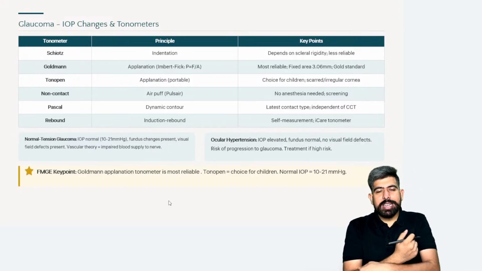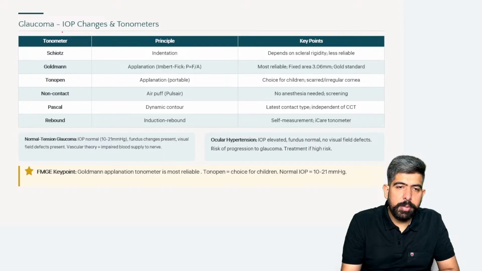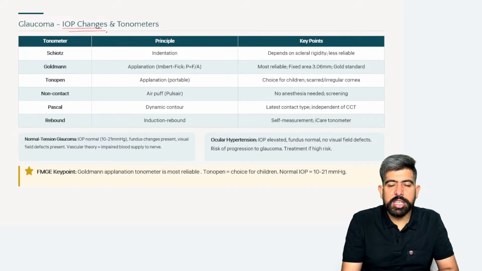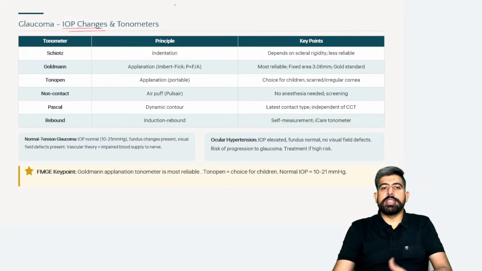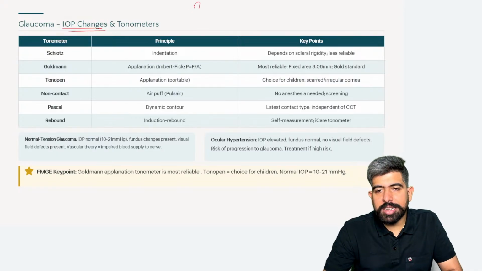Now, for glaucoma we need to look at the IOP changes. हमें देखना पड़ेगा. In glaucoma we have three features, है ना? Glaucoma का भी हम triad बोल सकते हैं. What are the three main features? Increased IOP should be there.